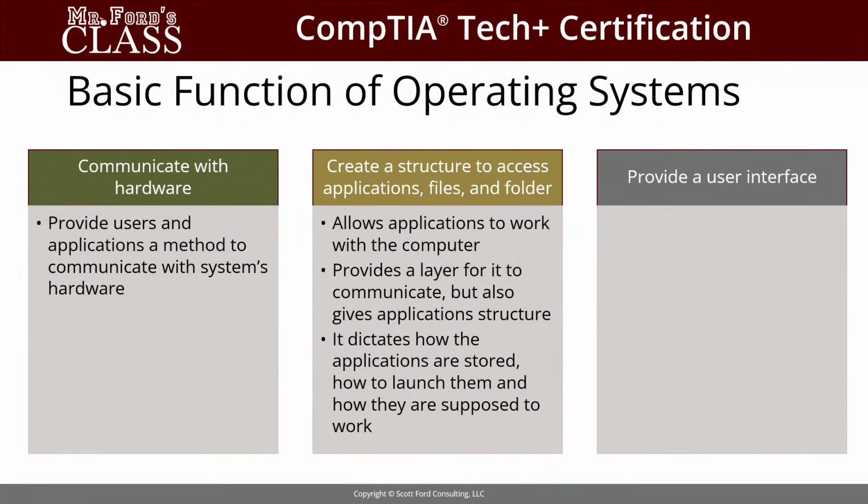So the second basic function of an operating system is it creates a structure to access applications, files, and folders. It allows applications to work with the computer, provides a layer for it to communicate, but also gives applications structure. It dictates how the applications are stored, how to launch them, and how they are supposed to work.